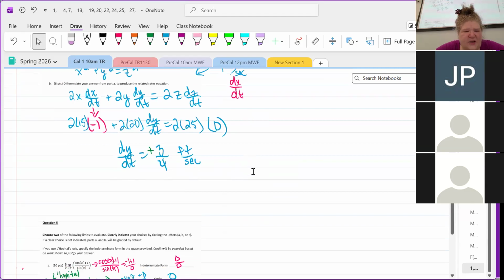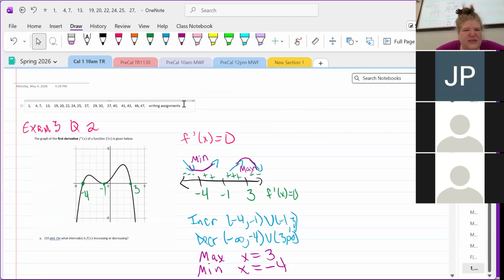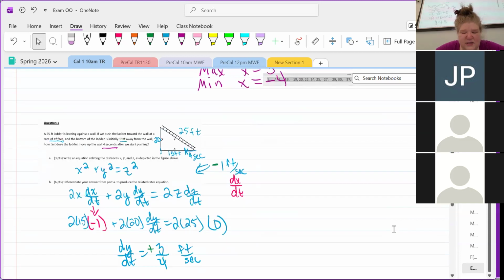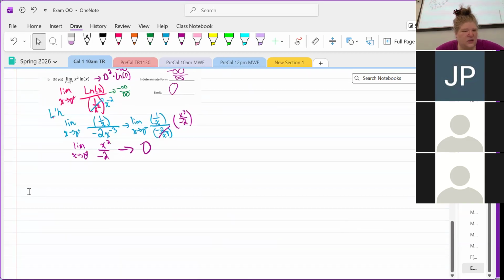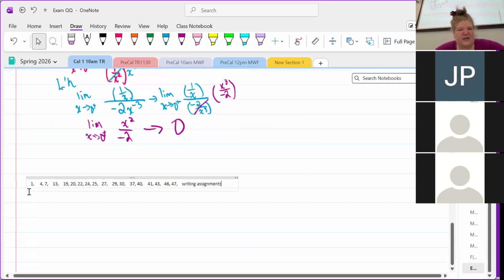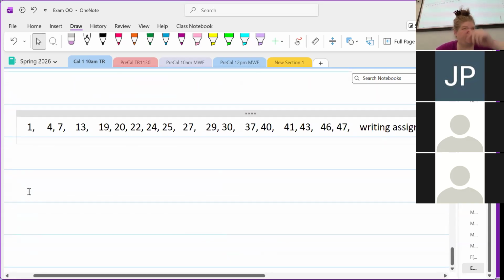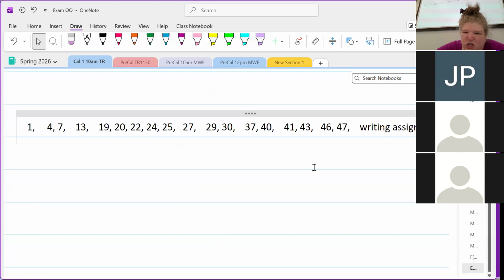Now, for the final itself, I wrote down a list of problems. We don't have time to do all of these, but I kind of clumped them. Not all of them are perfect analogies for the test, but they're close.